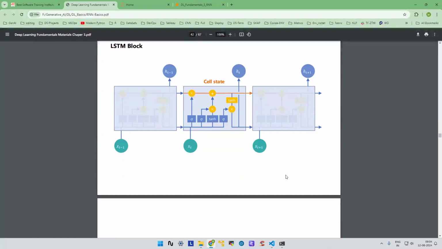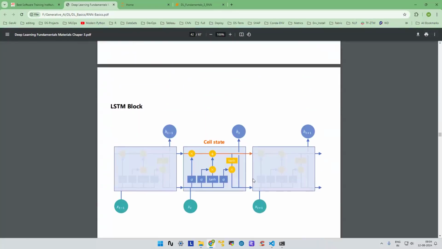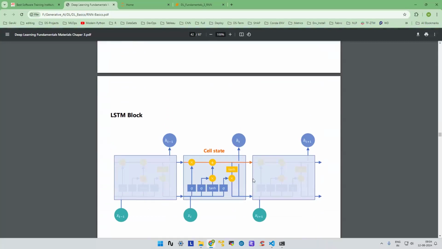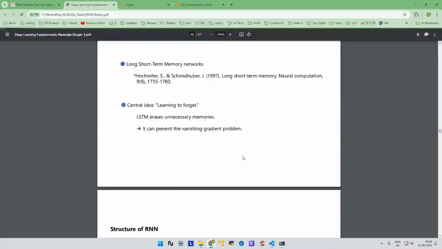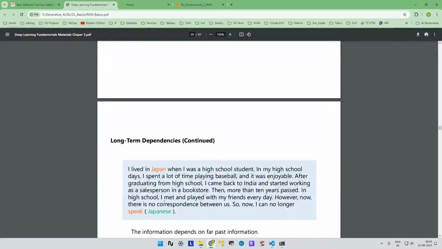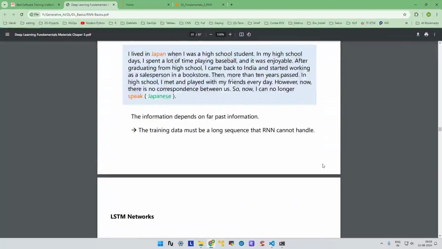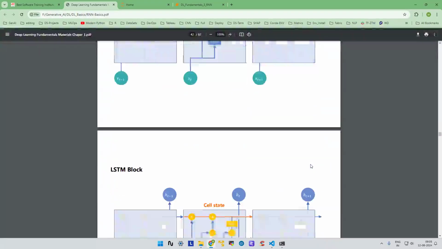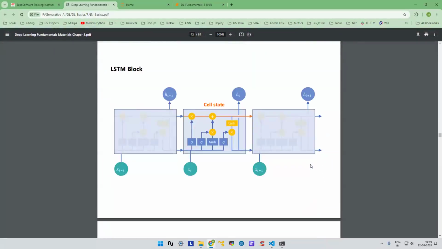Okay, then why do we need LSTM? Obviously, to remember even long-term things. In this particular case, it has to remember Japan so that it can find out it's Japanese. It's going to predict Japanese. But how is it going to remember?